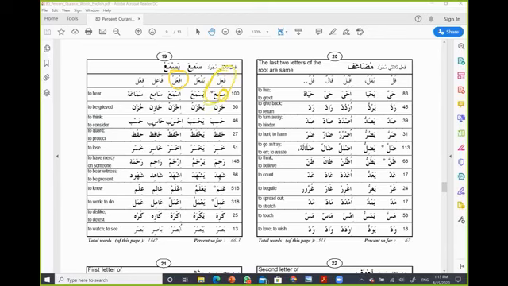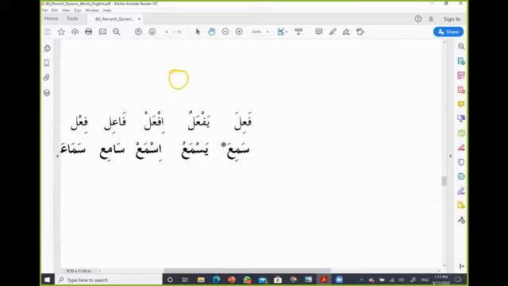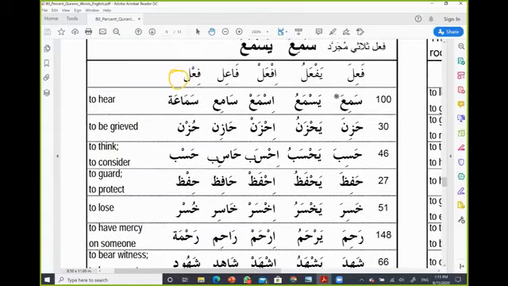Just take it into this patterning in where the fa, maybe I could make this a little bit bigger, that way you guys can see it. Here we go. So when we look at that, we can actually see that the fa of the verb would be the first letter, and the ayn of the verb would be the second letter, and the lam of the verb would be the third letter.